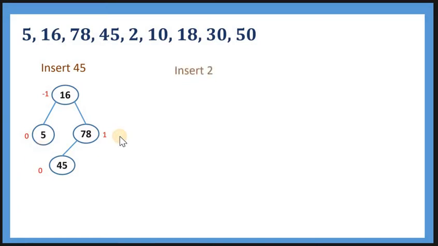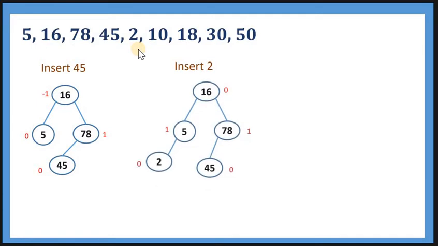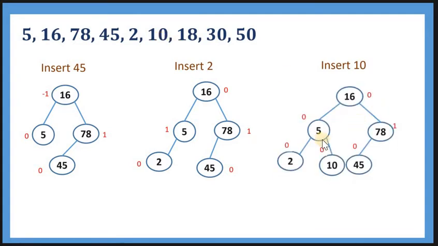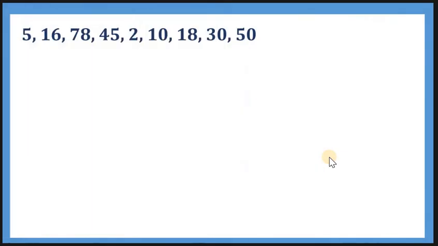Now we go for the next insertion, that is 2. Where can you insert the 2? It is on the left side of 5. So it is here. Now check the balance factor. Is there a rotation required? No. Go for the next step, that is insert 10. So insert 10 means it is on the right side of 5. Check the balance factor. Again, no rotation is required. Go for the next, that is 18.